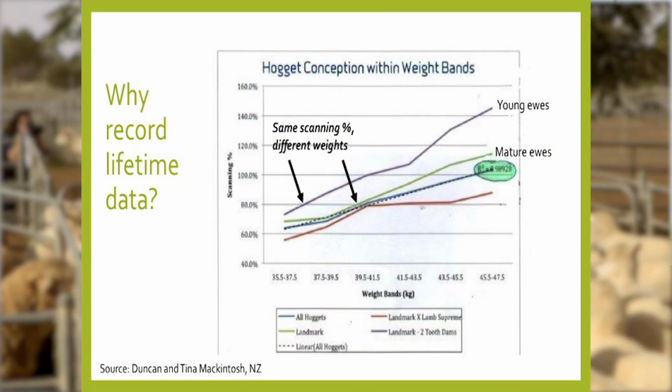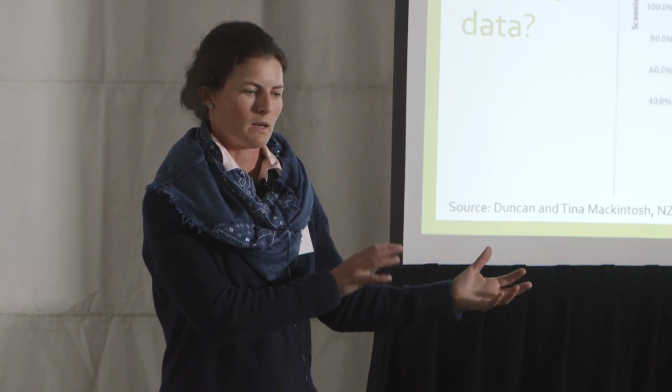So this is an example from when I was doing my Nuffield a couple of years ago, of a farm in New Zealand, and why it is important for them to know if the lamb came from a maiden or from an older ewe, because we know the older ewes will milk better, so the lambs will probably be heavier at weaning than a lamb from a maiden ewe.